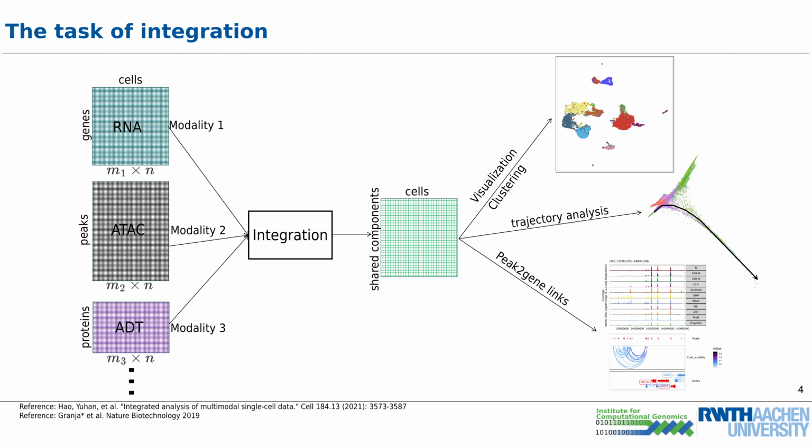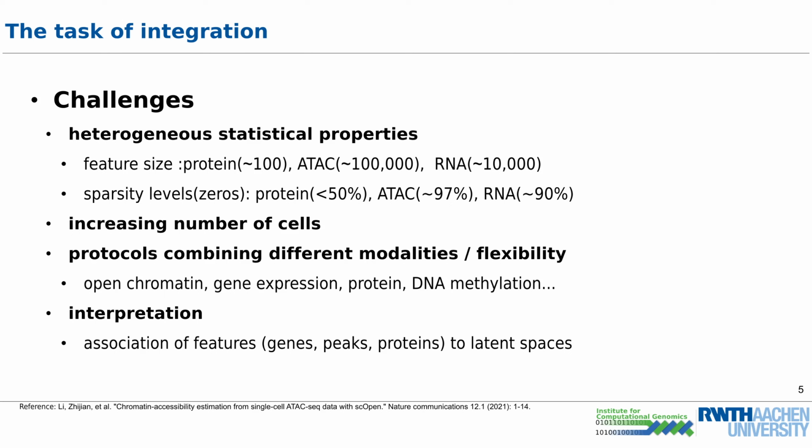There are several challenges for single-cell multimodal integration. First, different modalities hold distinct statistical properties. For example, the feature set of protein is around 100. The ATAC feature space is 100,000. And the gene expression matrix feature space is tens of thousands. And the sparsity of different modalities is really different. The general properties of protein, ATAC, and RNA are really different.